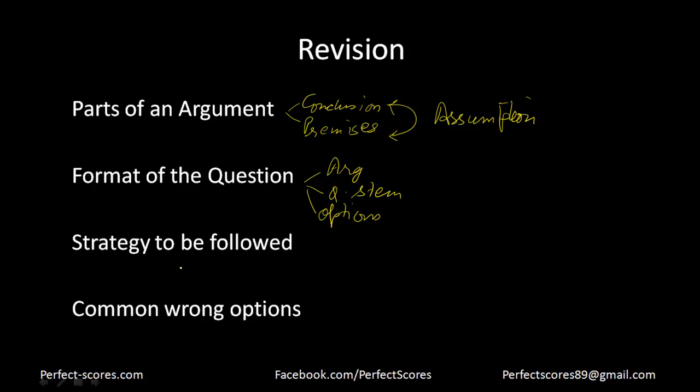The strategy which we had already discussed in the previous video: you do not have to read the argument first, otherwise you will not be able to find out what you are looking for. It will be very difficult for you to come down to an answer choice. What you have to do is, first read the question stem. Find out what you actually have to do, and then go to the argument, work it out and find out all the information.